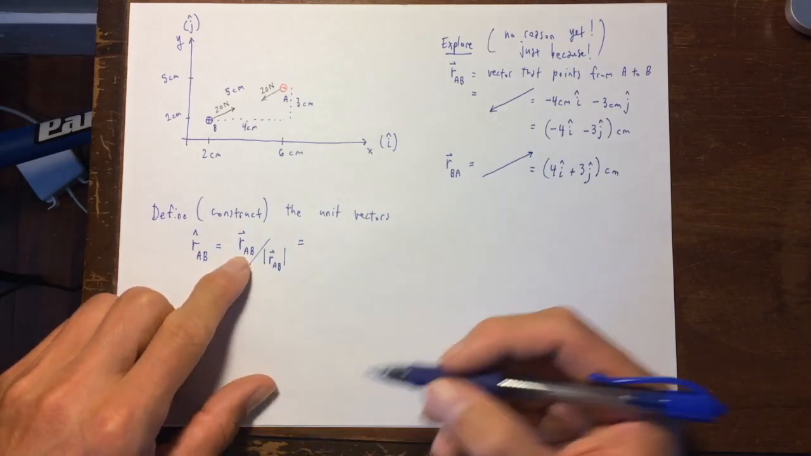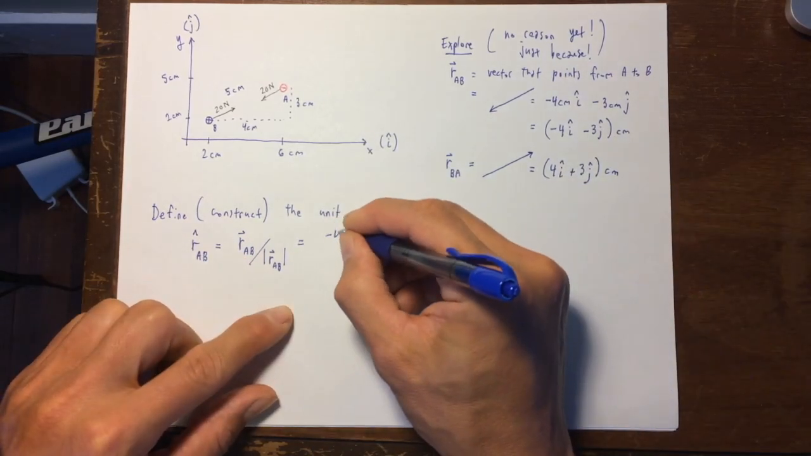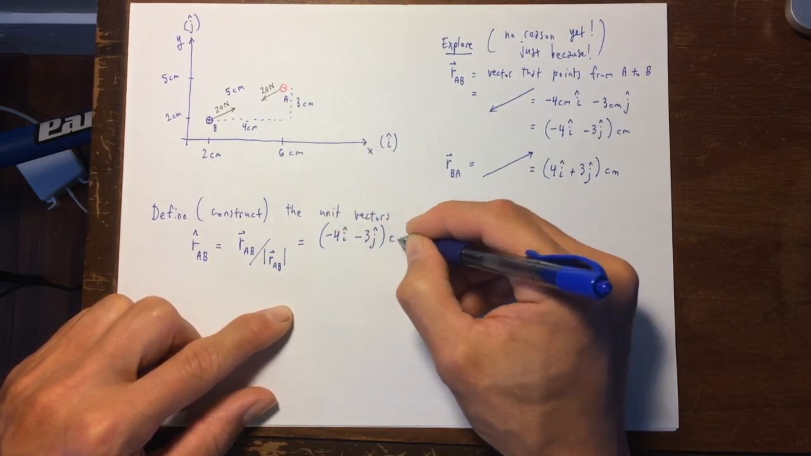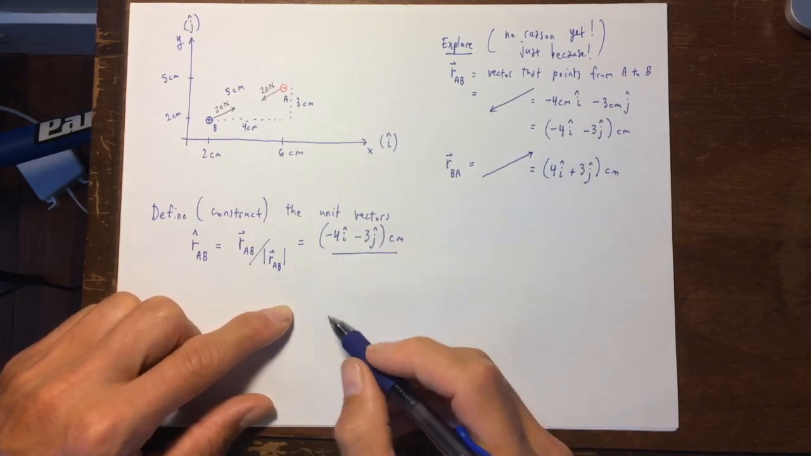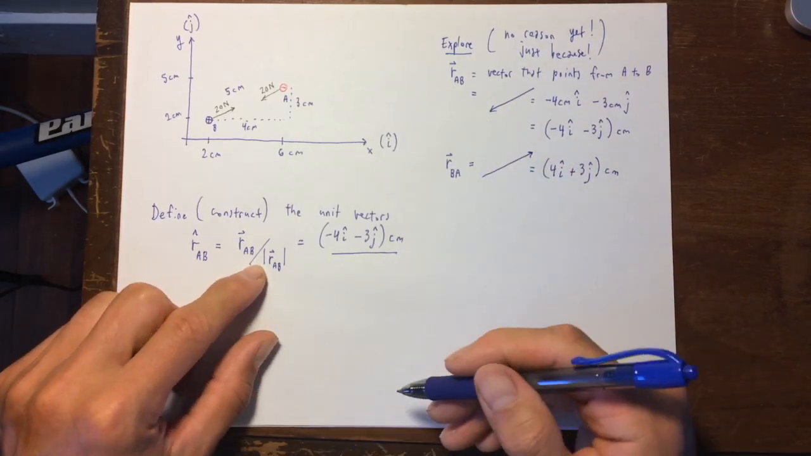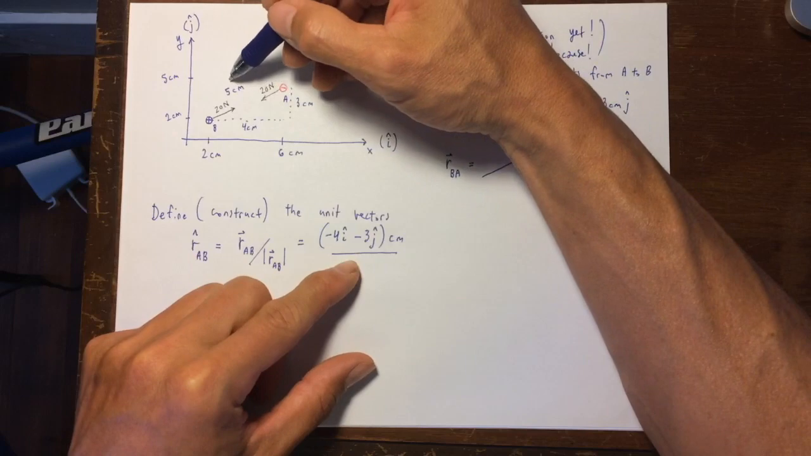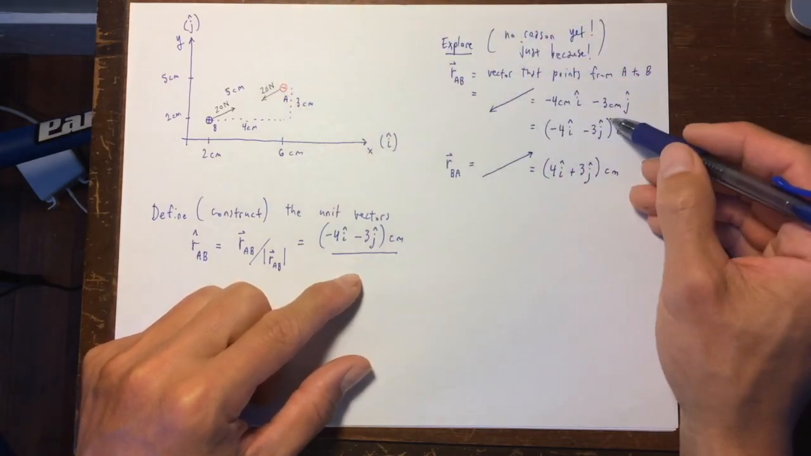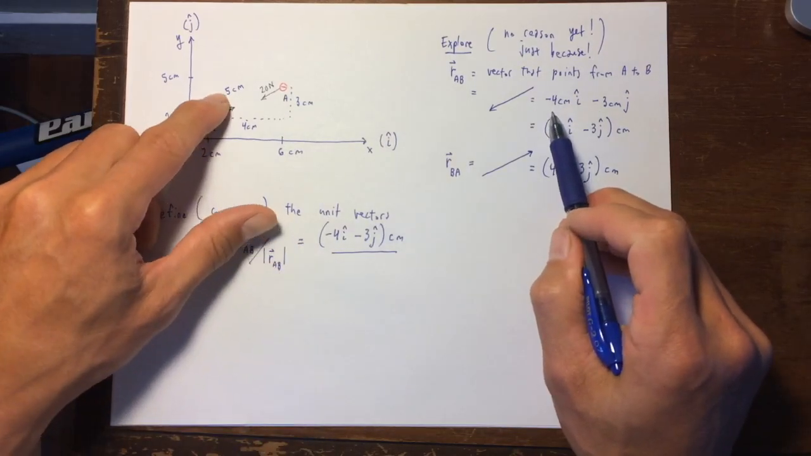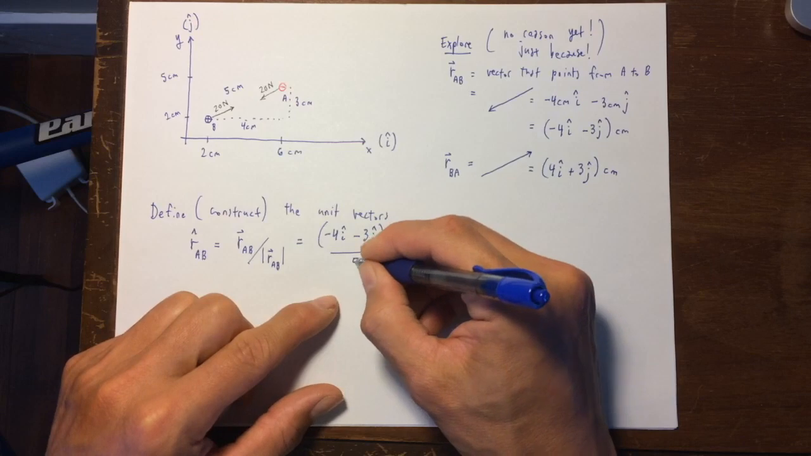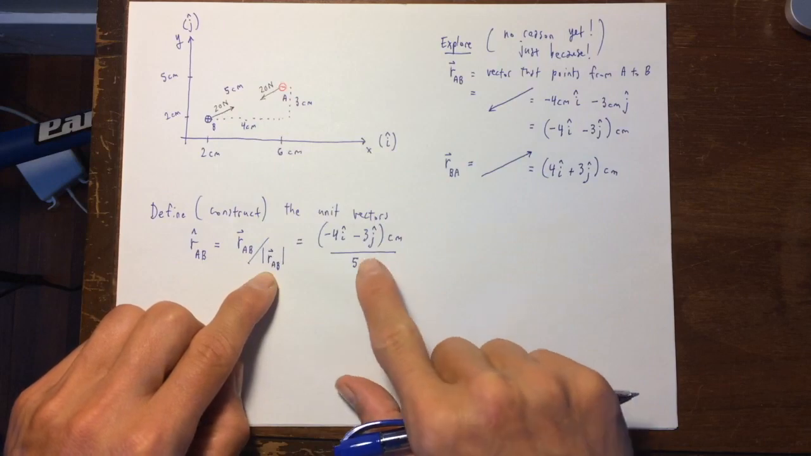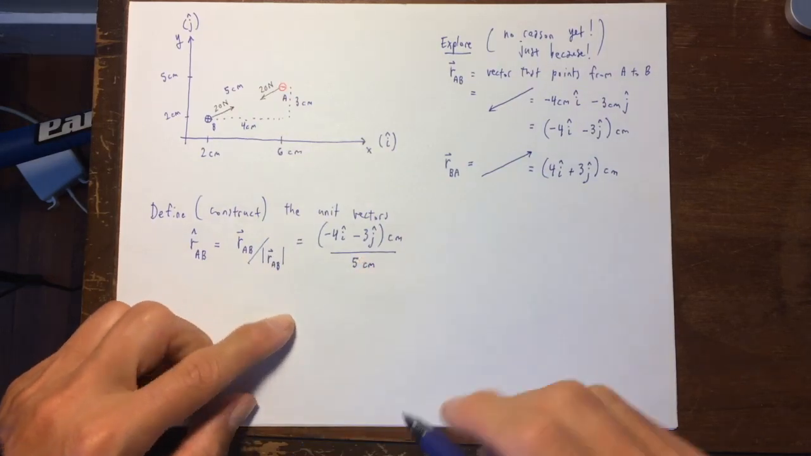So the vector r_AB is this thing right here. It's minus 4 i hat minus 3 j hat, all times the centimeter. And then I'm going to divide by the size of the vector AB, right? The size always comes with a plus sign. And the size of the vector is 5 centimeters. You can use the Pythagorean theorem to show you, right? 3 squared plus 4 squared is the same thing as 5 squared. So I'm going to put 5 centimeters on the bottom because the length is 5 centimeters. The length is not just 5. The length is 5 centimeters.